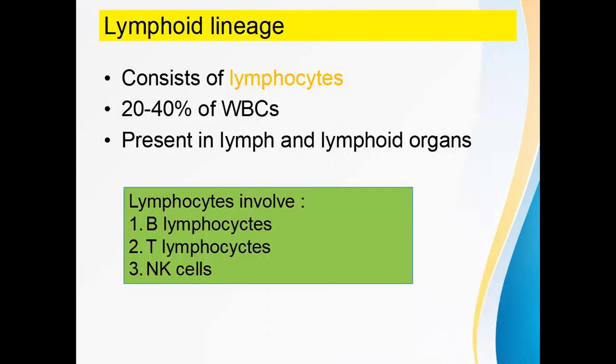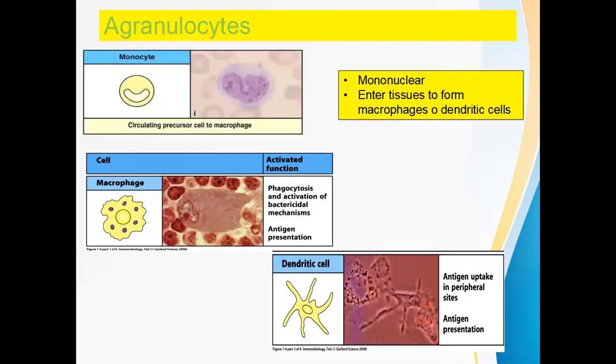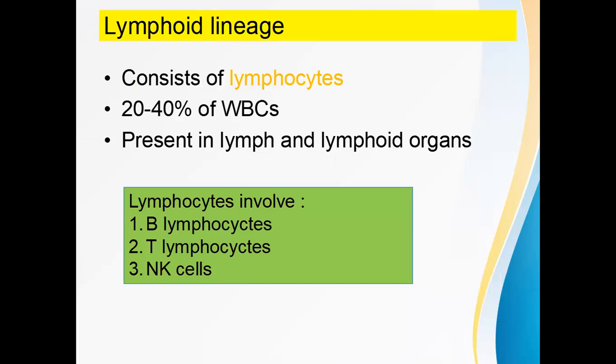When we talk about the myeloid lineage, which we have discussed till now, these cells are involved in innate immunity. But when we talk about the lymphoid lineage, these cells are involved in adaptive immunity. These consist of lymphocytes, 20 to 40% of WBCs, and they are present in lymph and lymphoid organs. Lymphocytes include B lymphocytes, T lymphocytes, and natural killer cells.